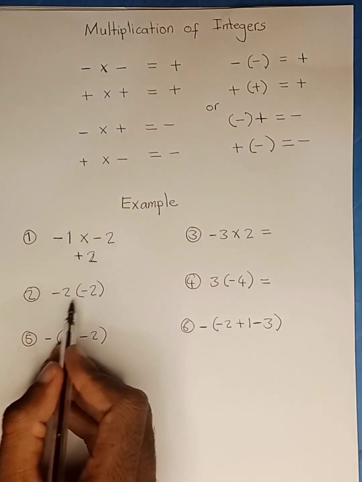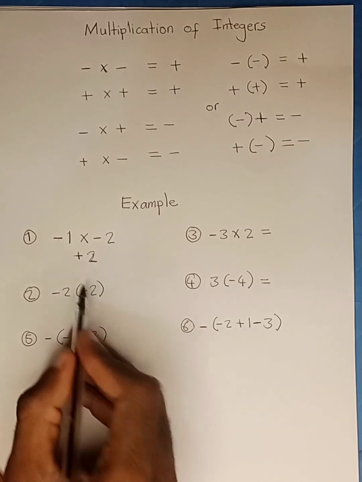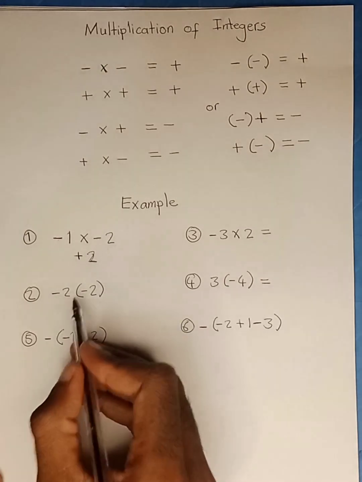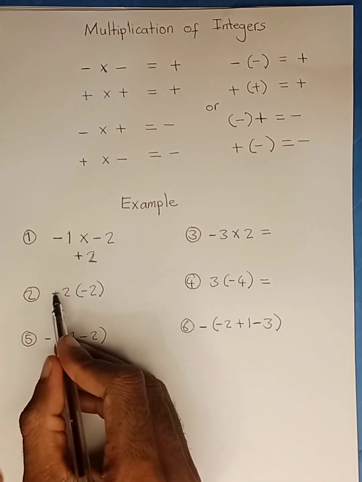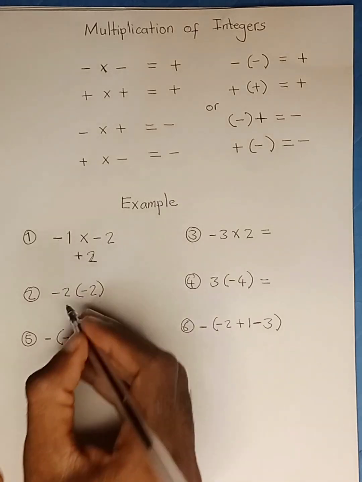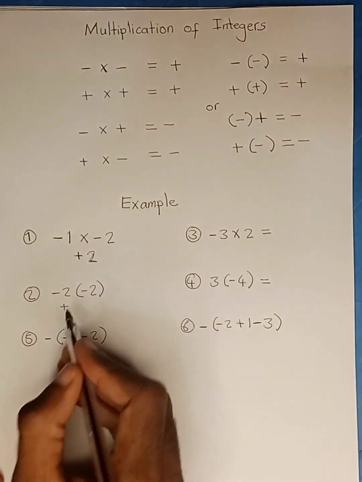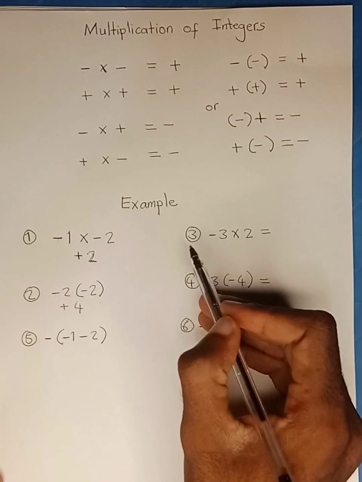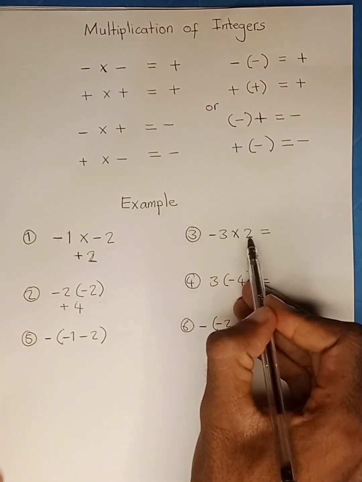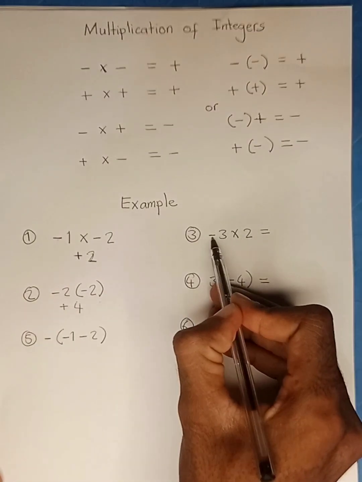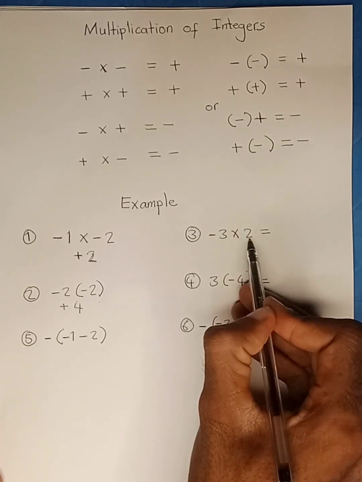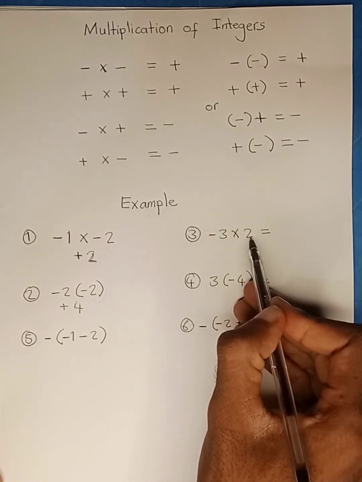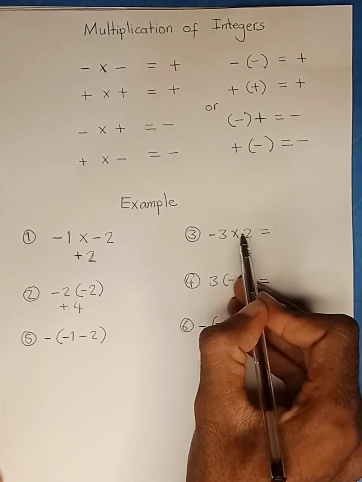1 times 2, we get a 2. The second example, parenthesis here means multiplication. So we multiply the signs first. So negative times negative, we get a positive. Then 2 times 2, we get a 4. Example number 3, let us look at the signs first. 3 has a negative, then 2 has a positive. Whenever a number doesn't have any sign, we consider that number to be a positive number.